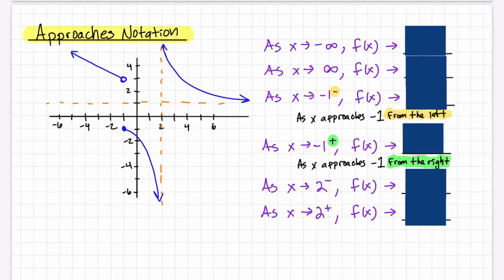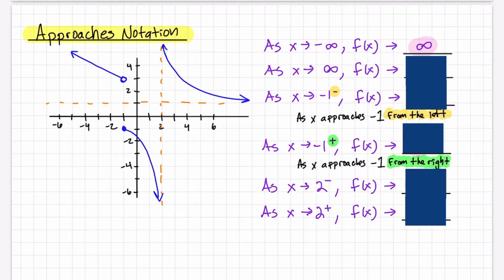So what I'm saying is, as I'm journeying to the left towards negative infinity, what is happening to the y value? Well, if we take a look at this, as my x is going to the left, this function is going up, up, up. So we can say as x is approaching negative infinity, the function or the output is approaching infinity.